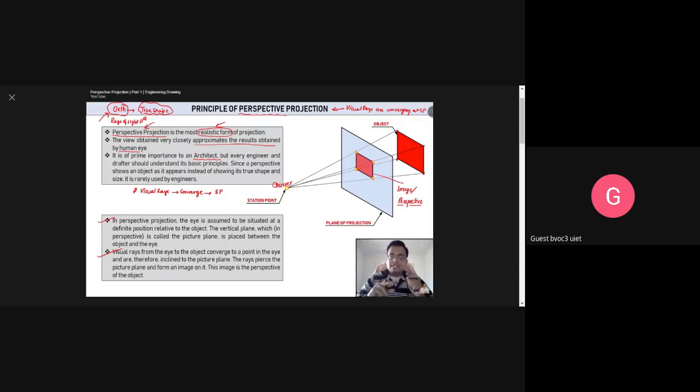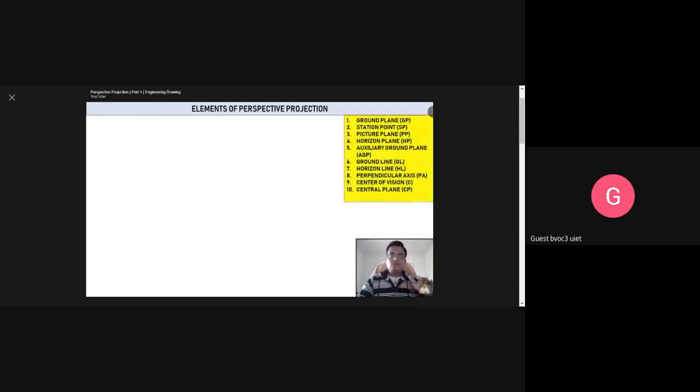Now let's get a bit more technical and learn the elements of perspective projection with the help of this beautiful illustration. So these are the 10 important terms with respect to a perspective projection.